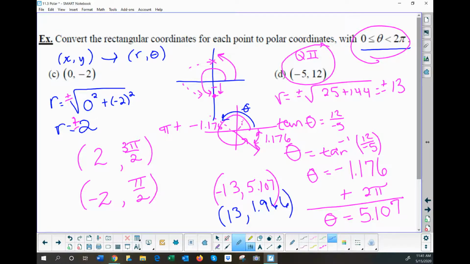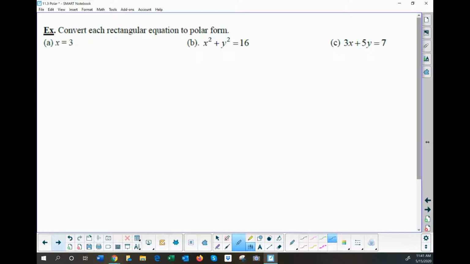So sometimes coming up with those alternative ones can be a little tricky. It will make you think. Use those reference angle ideas that we discussed in pre-calc.